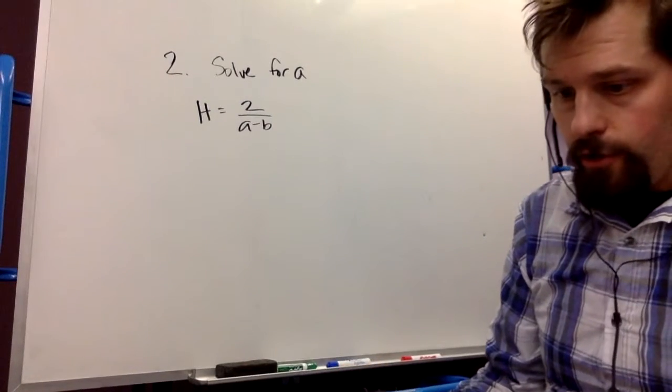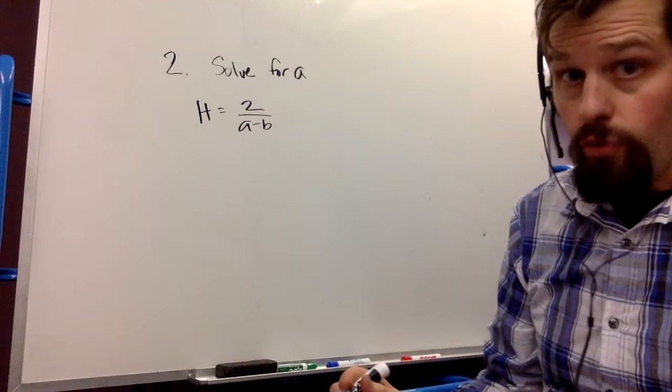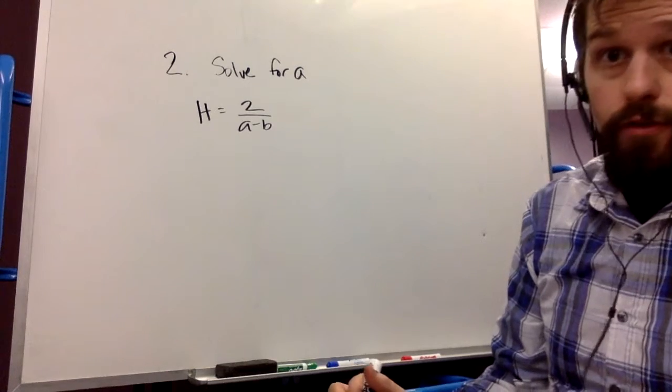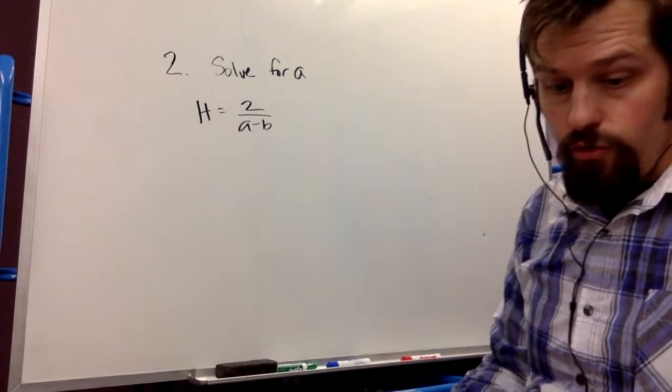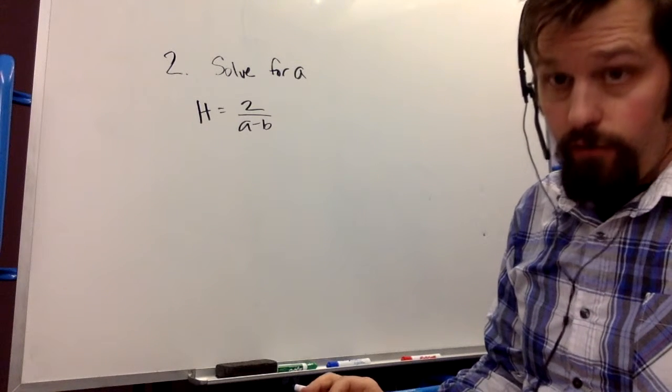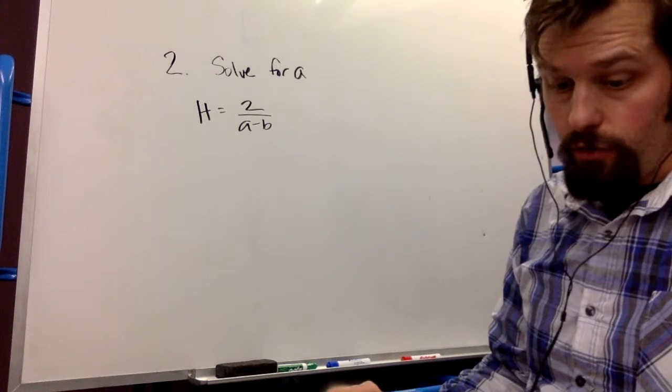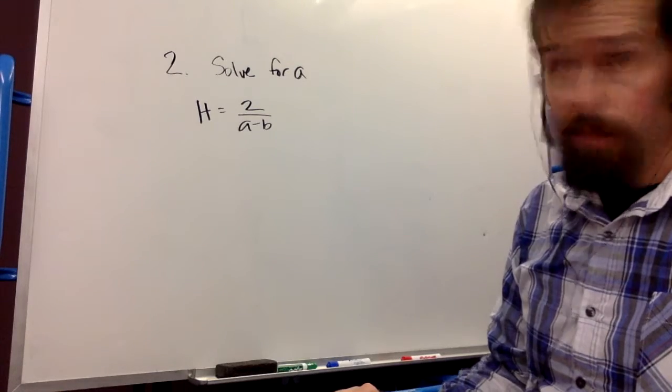This is a video recording about me working through all the problems from the notes on January 25th. So we're going to solve this problem. This is number 2A, hard ones, give them a try. Solve h equals 2 over a minus b, solve for a.